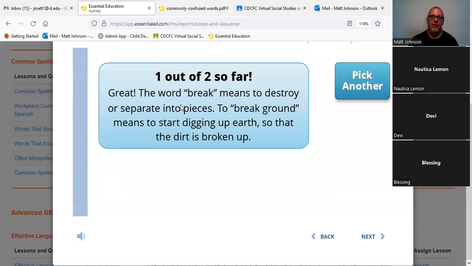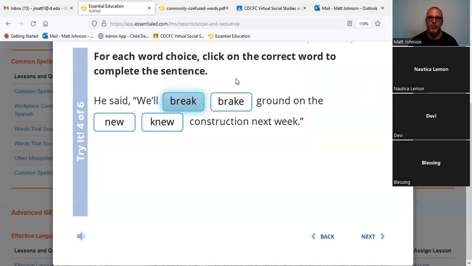Great. The word break means to destroy or separate into pieces. To break ground means to start digging up earth so that the dirt is broken up. Whereas B-R-A-K-E is sort of the act of slowing down, like I'm braking my car, or I'm using the brakes on my car. I need some new brake shoes, I believe.